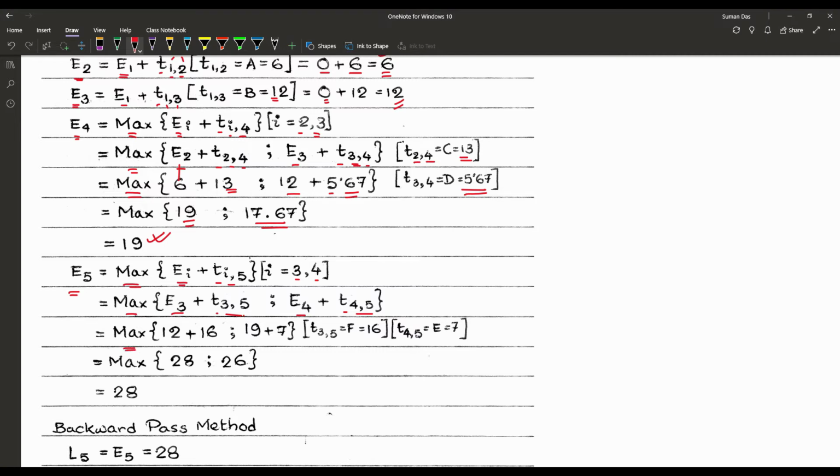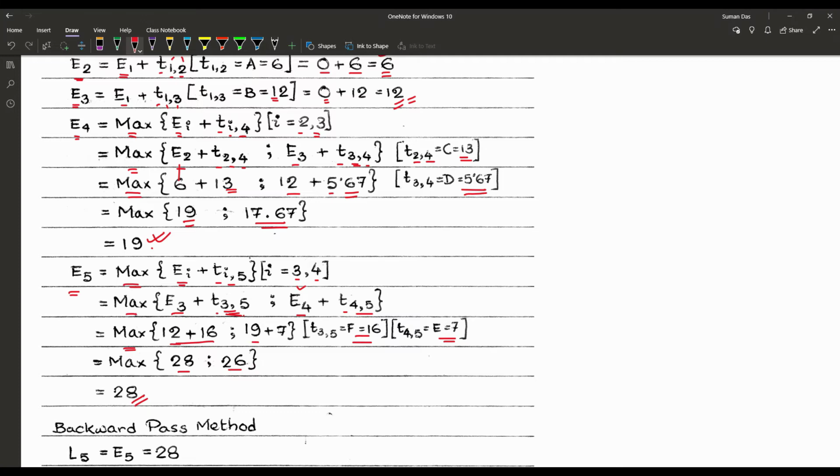So E3 we have already found, that is 12. So that is 12 plus, now 3 to 5, that is our F and the duration is 16. So that is 12 plus 16, and E4 is already found, 19. So that one is 19 plus, now 4 to 5, that is 7. So that is our 28 and 26. Now the maximum is 28. So according to that, we have already found E1 to E5 using the forward pass method.